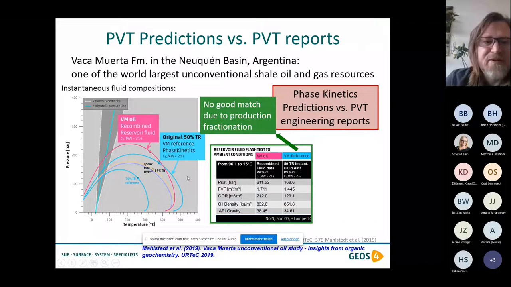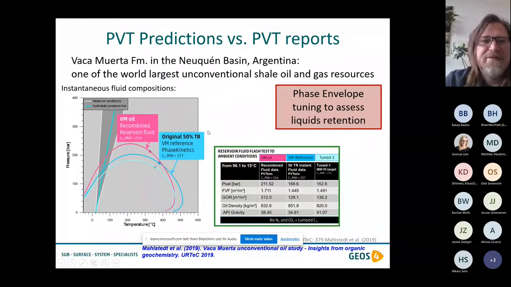So what is shown here in blue are phase envelopes of snapshots at 50, 60, and 70% transformation ratio. And all of those are no good match to the produced fluid shown here in pink, as I said, due to production fractionation. So we developed a two-step phase envelope tuning approach with which we can actually assess the liquid retention taking place to explain the produced fluid compositions.